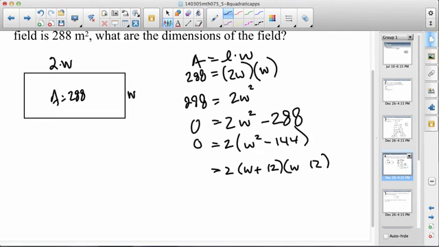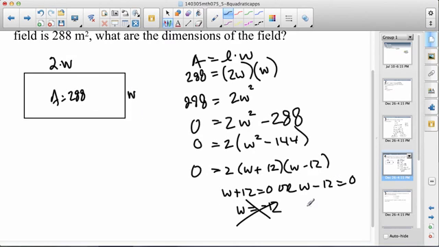One's plus, one's minus. Again, it's a 0 property, so either this equals 0, or this equals 0. We know that 2 is not equal to 0, so I won't use that. But I'll go W plus 12 is 0, or W minus 12 is equal to 0. In this case here, I'll subtract 12 from both sides. I'll get a negative 12, which doesn't make sense in terms of an area, so I'm throwing that one out. On this one, I'll add 12 to both sides, and I get a width of 12.